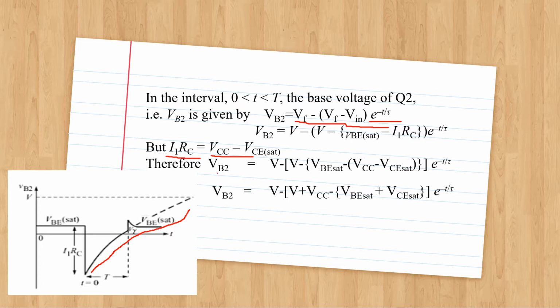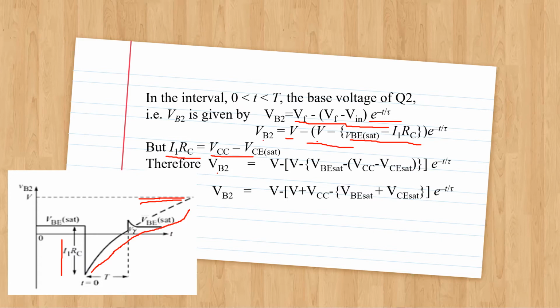So here the final output voltage is VB2. So VF equals VB2, the final output voltage of VB2 equals V. So VF equals V. Substitute all these values. VF equals V and V initial equals VB sat minus I1 RC. Just I am substituting those values here. So VB2 equals V minus (V minus VB sat plus I1 RC) multiplied by e power minus t by tau. The value of I1 RC we just calculated: I1 RC equals VCC minus VCE sat. Substitute this value in the above equation.